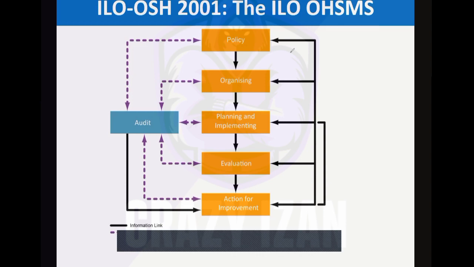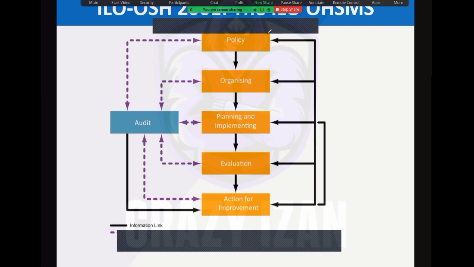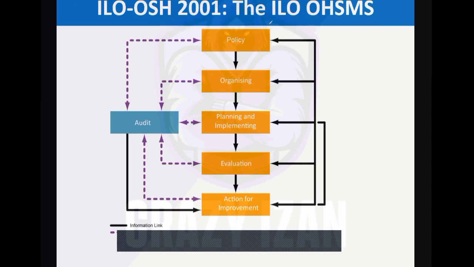Policy has to be signed by the most senior person in the organization. Why? Because if someone else signs, the policy will not have the weightage that is required for it. So you need to make sure that the most senior person, usually the CEO of the company, the managing director, or the executive director, signs the health and safety policy.